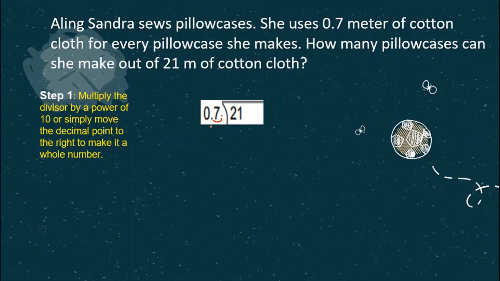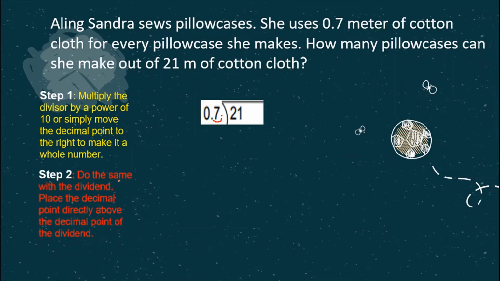Okay, now after we move the decimal point of our divisor, let's proceed to step number 2. Do the same with the dividend and place the decimal point directly above the decimal point of the dividend. When we move the decimal point of our divisor, we need to also move the decimal point of our dividend. Notice how many times we moved the decimal point of the divisor. We moved it only one time. So since we moved it one time, we are going to move the decimal point of 21 also 1 time to the right.